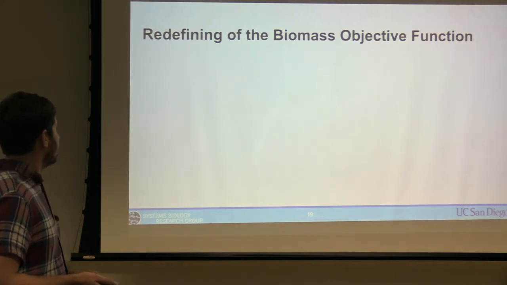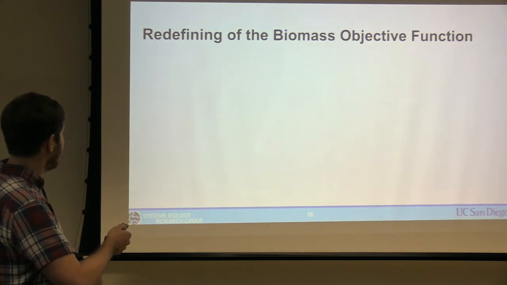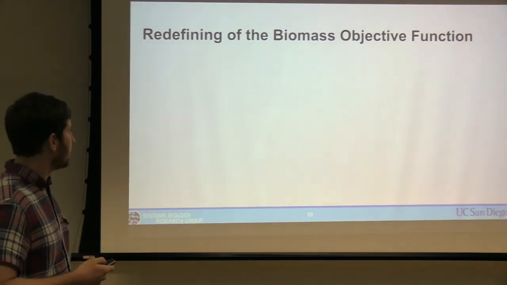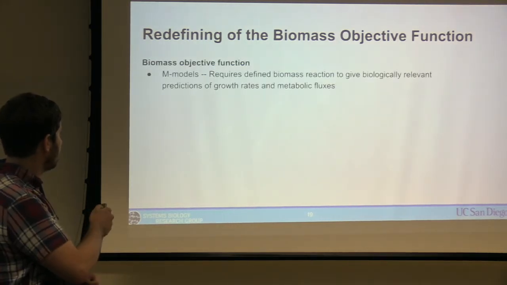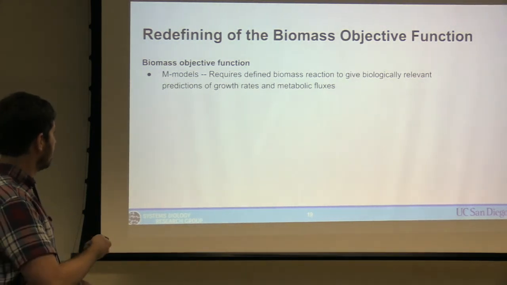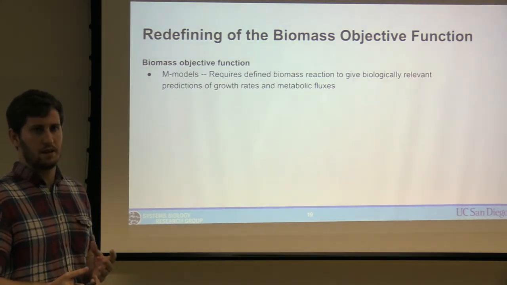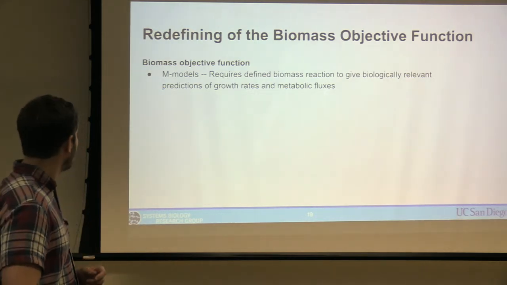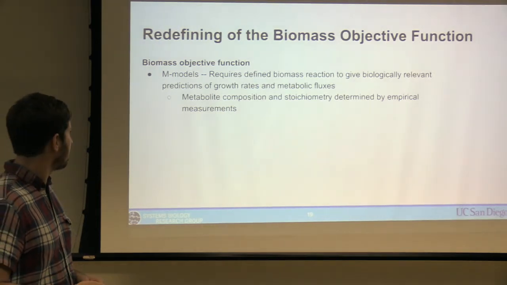The second thing we have to do, besides defining all of the coupling coefficients and coupling constraints, is we have to rethink the way we use the biomass objective function for our ME model. So for an M model, this requires that empirically derived biomass objective function. This is obviously necessary in order to get some type of biologically relevant prediction of cell properties. And like I said, they're determined from empirical measurements.